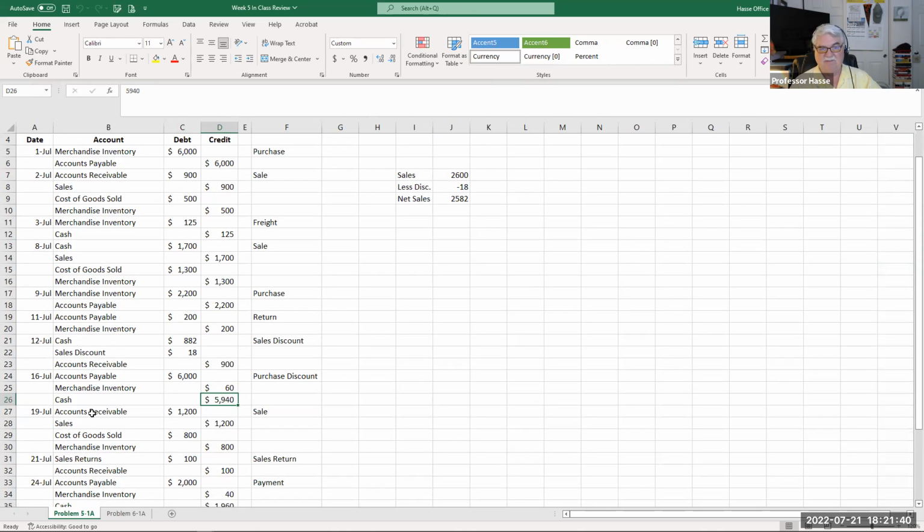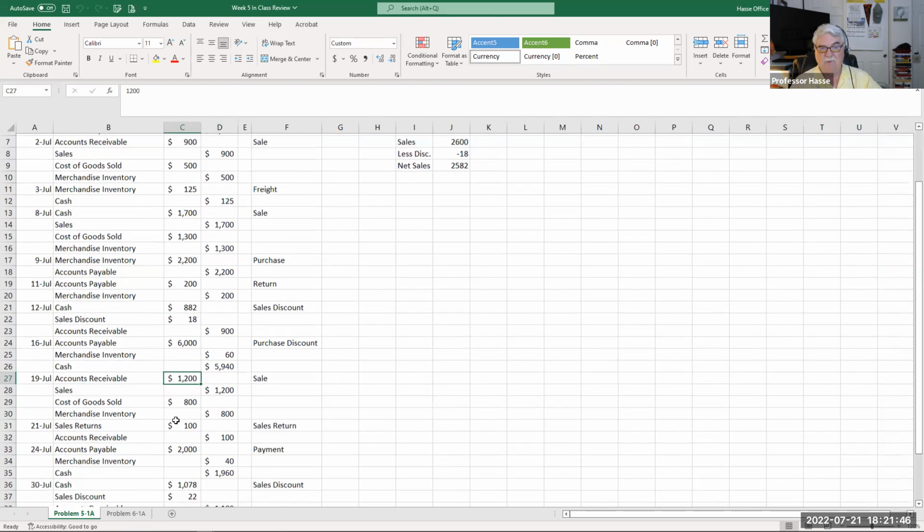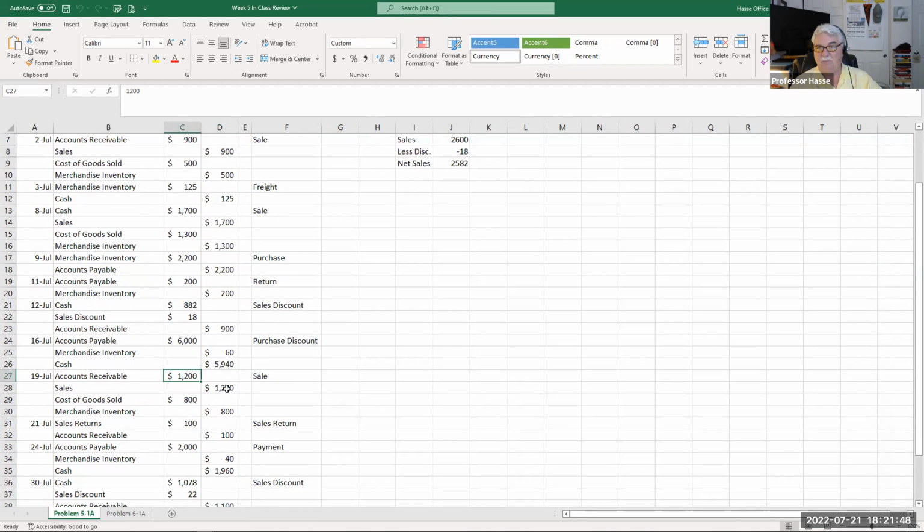Then the next one is we sell more product for $1,200, and this is billed, sales receivable, of which that $1,200 was the retail price. Remember, every sale, 2 entries, one for the revenue and one for the expense. It cost us $800 to purchase the product that we sold for $1,200. Debit cost of goods sold, credit inventory.